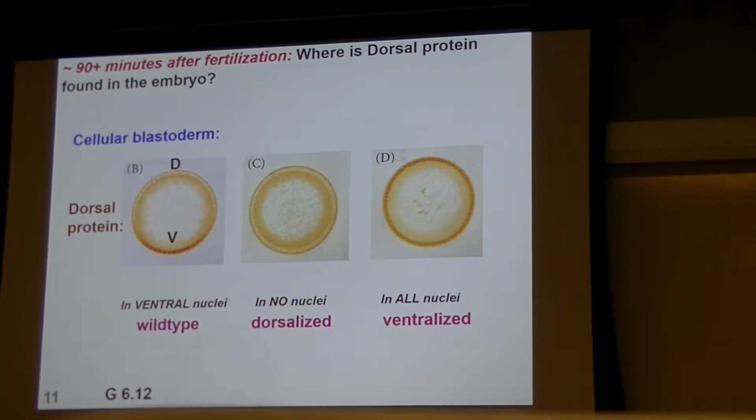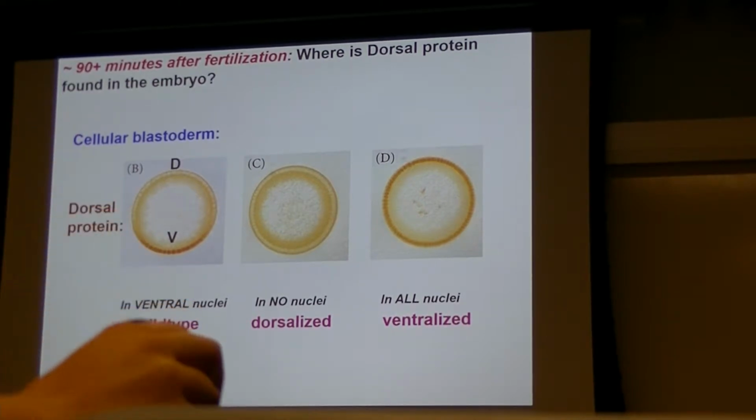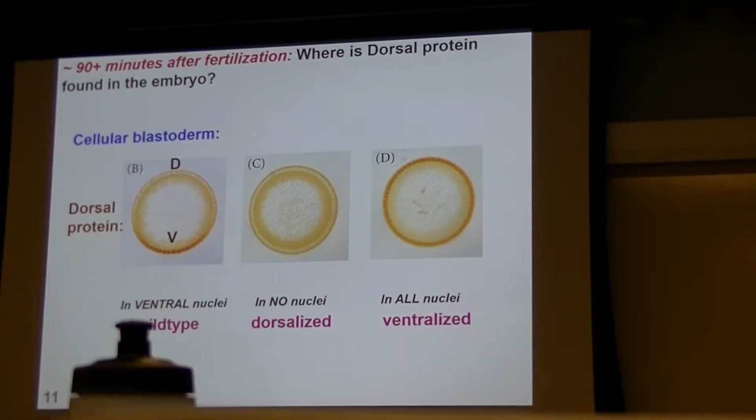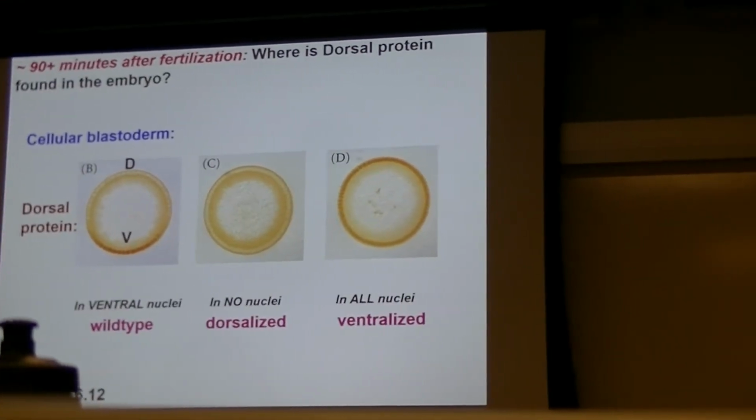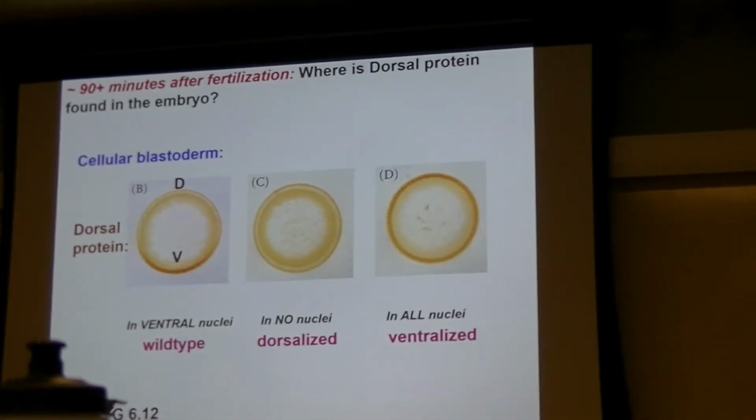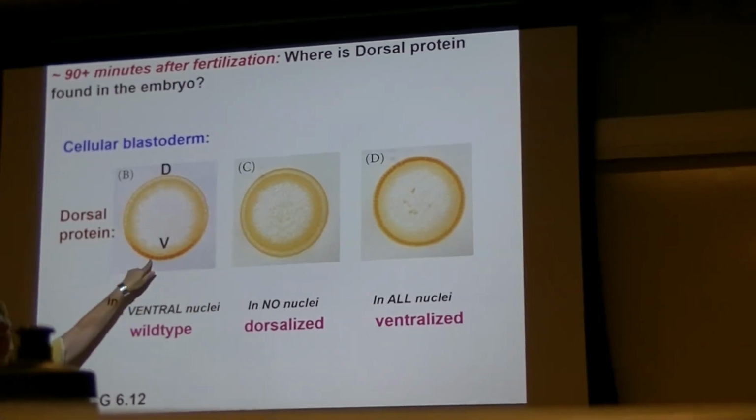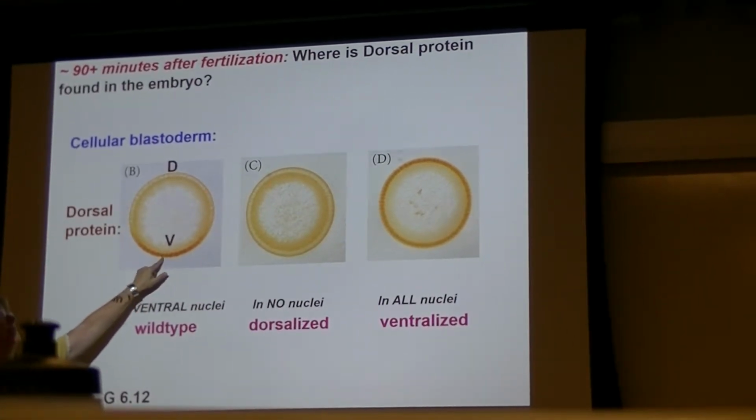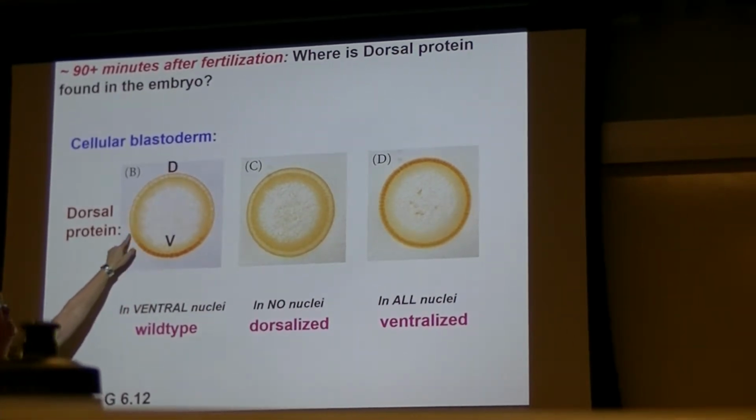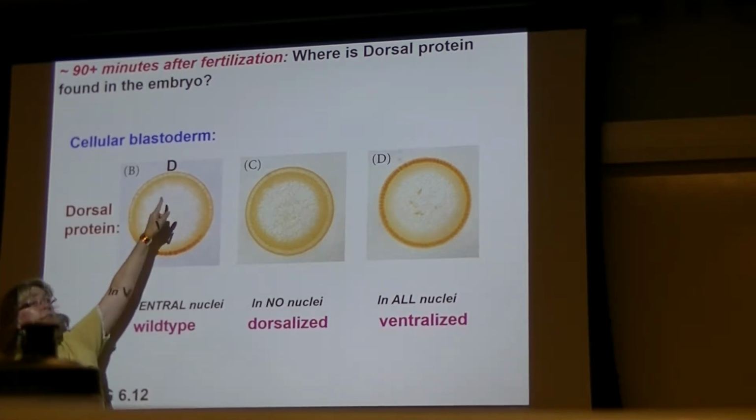So let's look at an immunohistochemistry to see how this dorsal protein is arranged in wild type and different mutant conditions. So here in the wild type embryo, if we detected dorsal with an antibody, we would see really high concentrations in these ventral cells. It tapers off as you go laterally, and then in the dorsal side there's none.